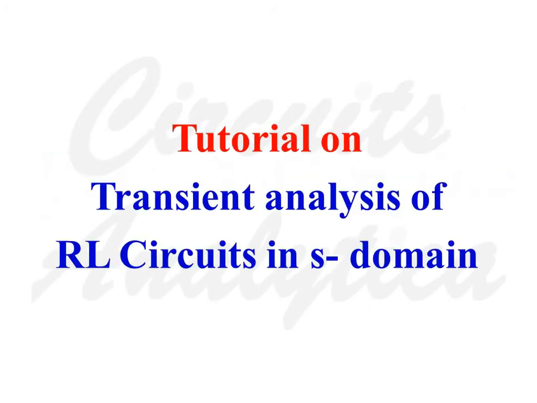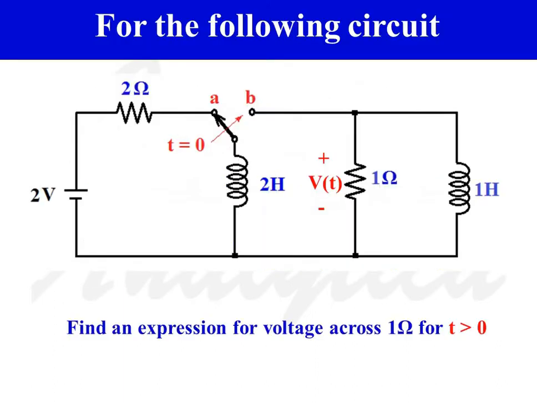In this video, we will discuss a tutorial on transient analysis of RL circuits in S domain. For the following circuit, find an expression for voltage across 1 ohm resistance for all values of t greater than 0.